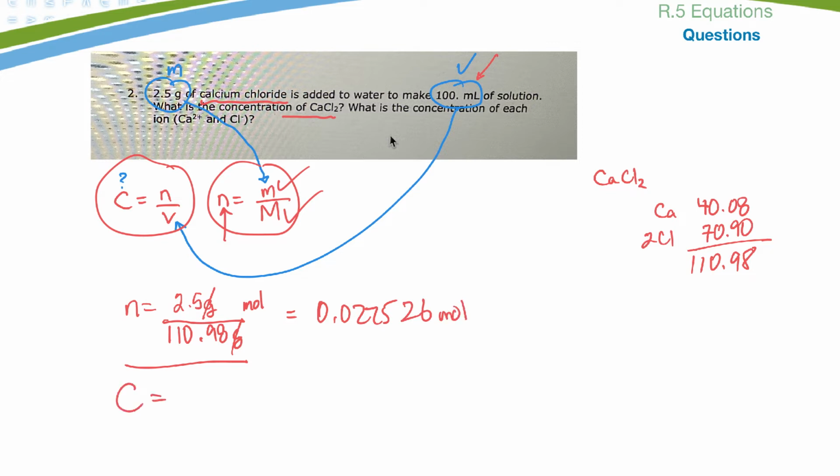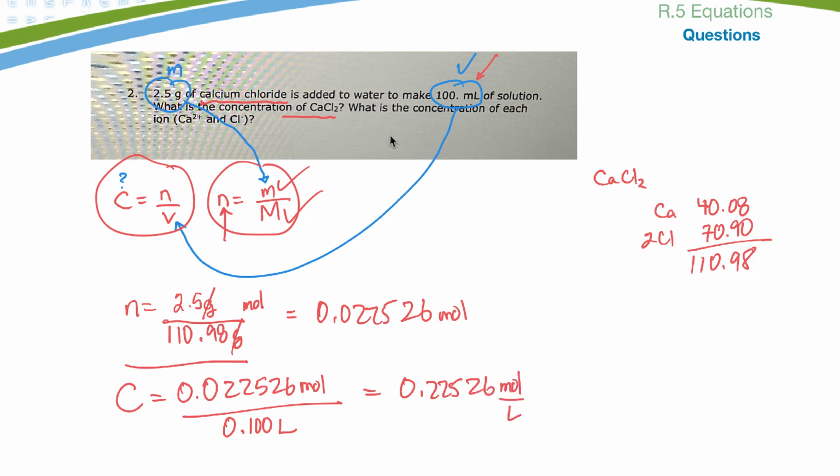To find out the concentration of calcium chloride, you can take the 0.022526 moles and divide that by the volume, which is 100 milliliters or 0.100 liters. Okay, so take that number and divide it by 0.1. So I get 0.22526 moles per liter. And that is the concentration of calcium chloride. Okay, so that's the first answer right there.